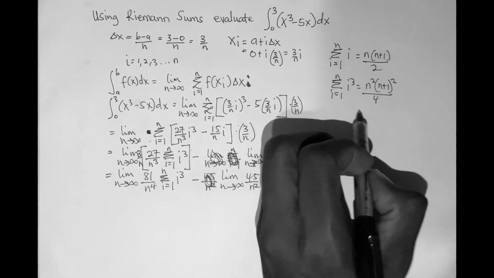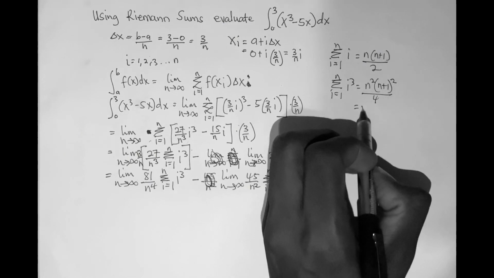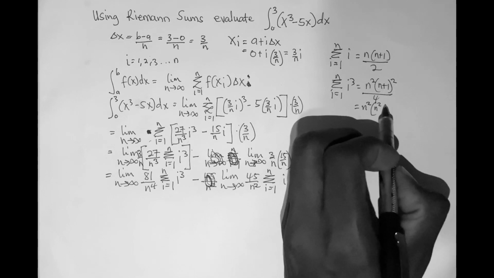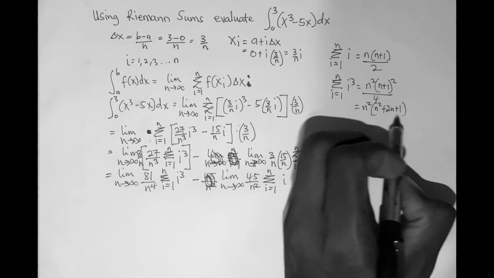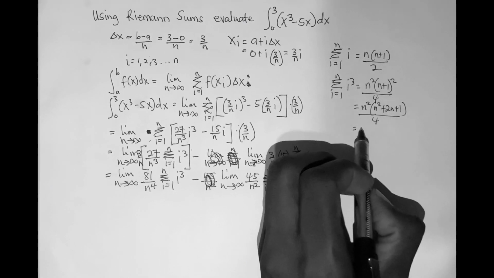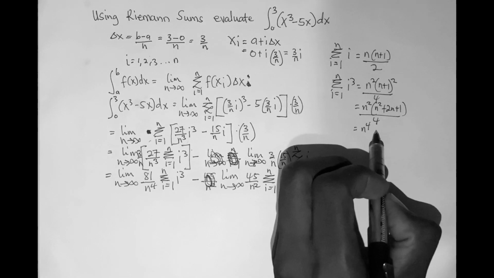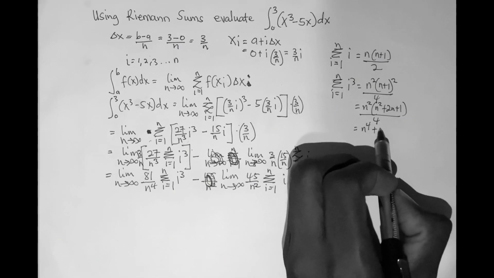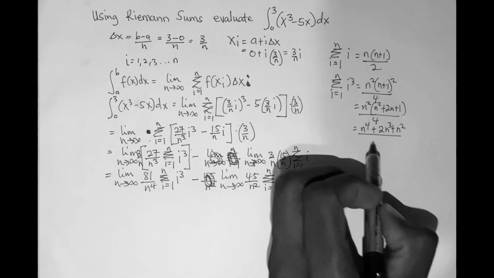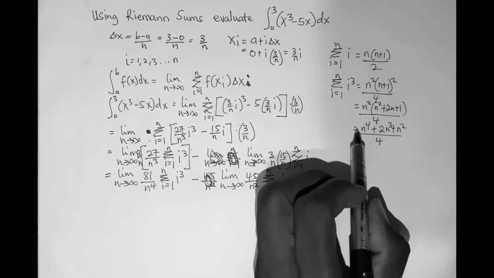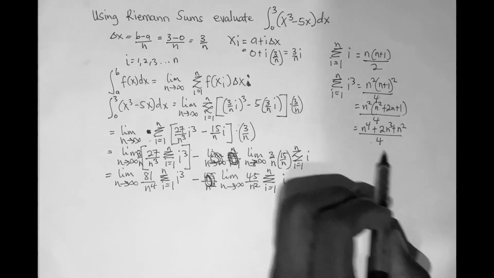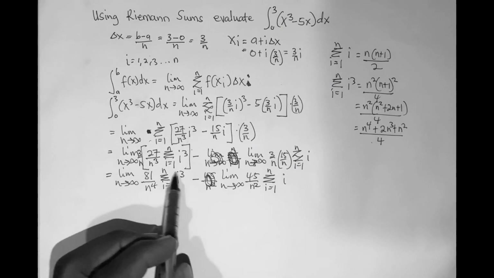So if we expand, this is equal to n squared times (n plus 1) squared, which is n squared plus 2n plus 1, all divided by 4. And this is equal to n times n is n exponent 4, then plus 2n cubed plus n squared, divided by 4. So that is the sum from i equals 1 to n of i cubed. So we are going to replace all of that here.